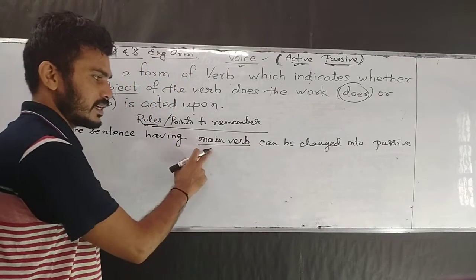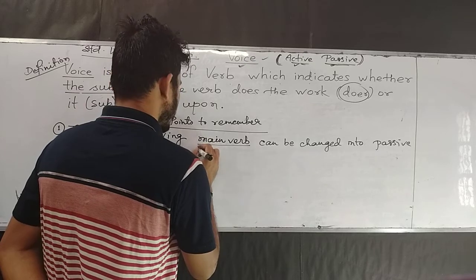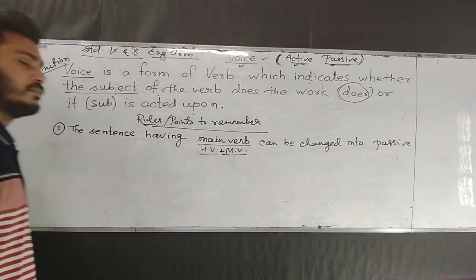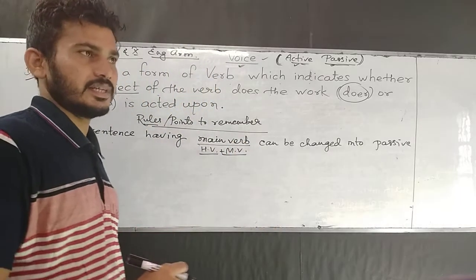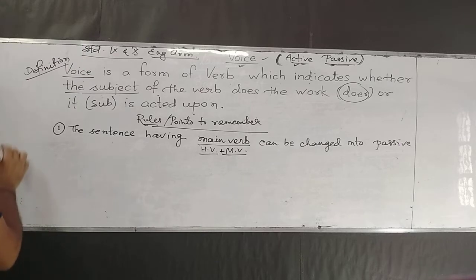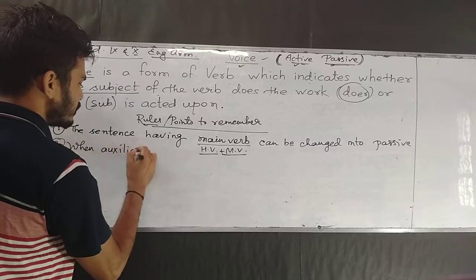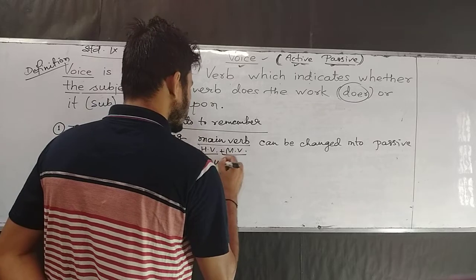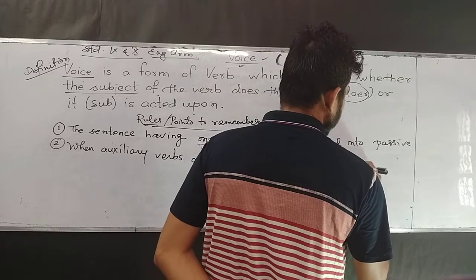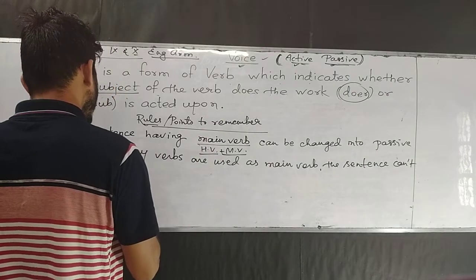It simply means the sentence that has a main verb also has a helping verb, because without a helping verb you cannot write a main verb. Exceptions are there, like present indefinite and past indefinite and future indefinite also, but at the time when the auxiliary verb is used as main verb, when auxiliary verbs are used as main verb, the sentence cannot be changed into passive.